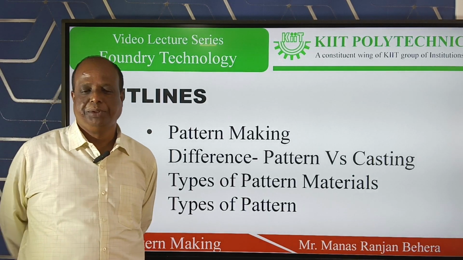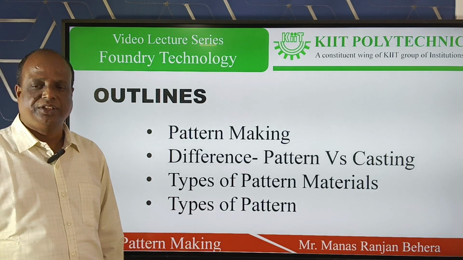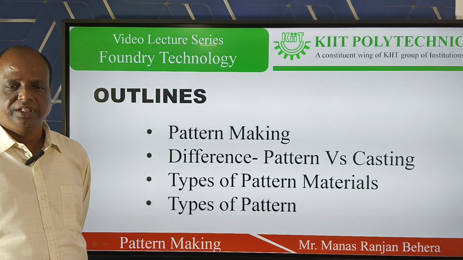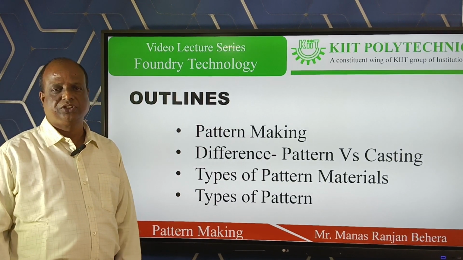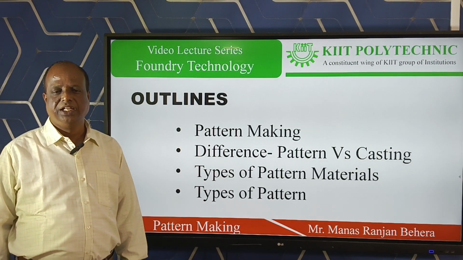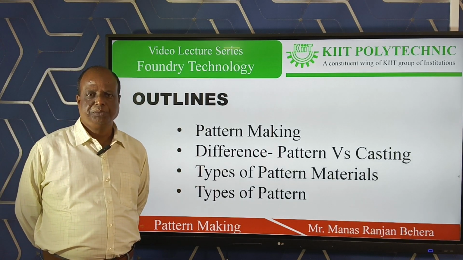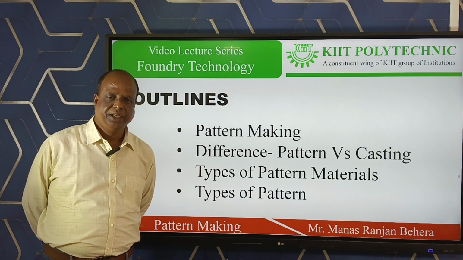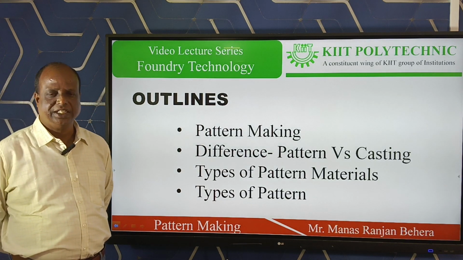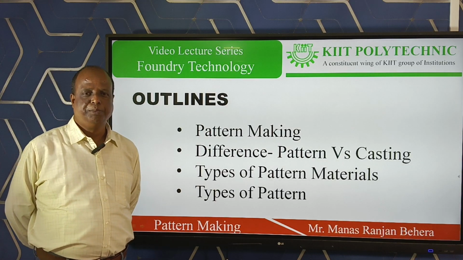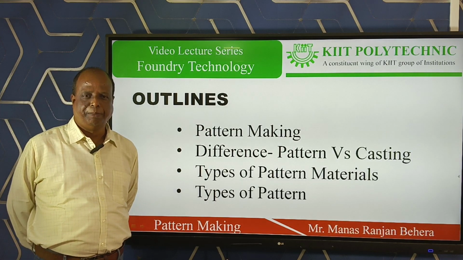Dear students, in the previous class we discussed the foundry, that means the different casting processes. Casting means we get a solidified object from liquid metal. The solidified object obtained from the liquid metal has a different shape and size, and that shape and size is produced by a mold cavity, or a hole, which is produced by a pattern.